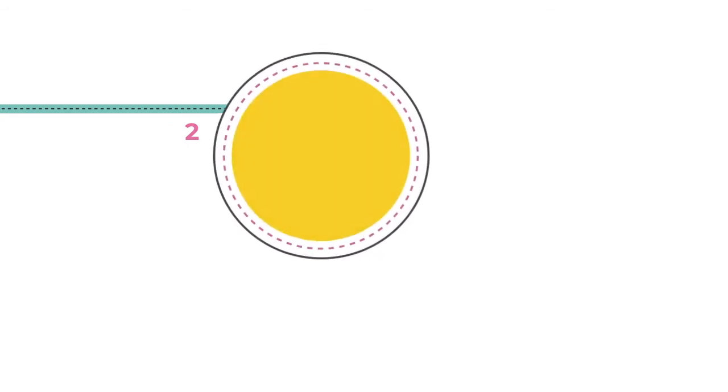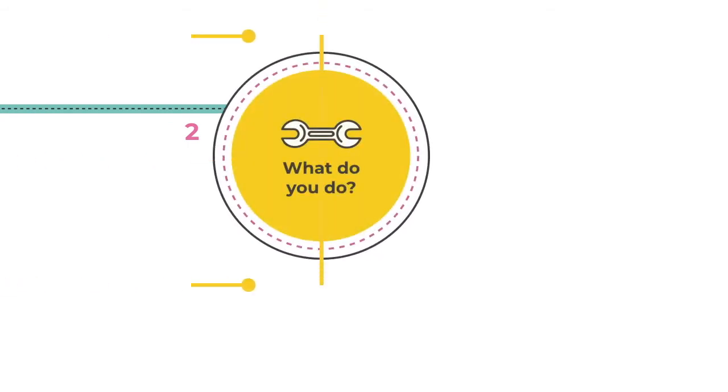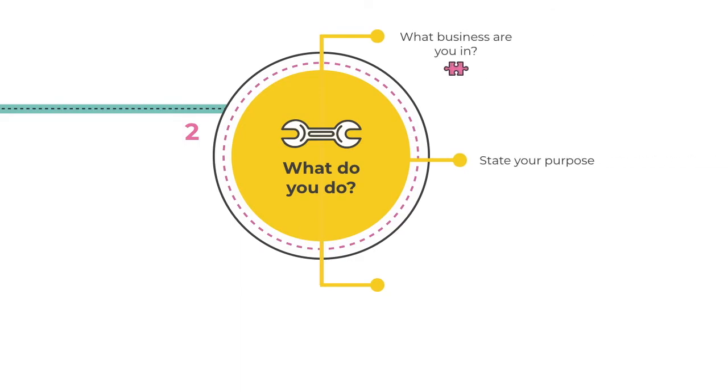Step 2. What do you do? Here, you should mainly specify 3 things. A. What business are you in? B. What's your purpose? C. What are you offering beyond your product or service?